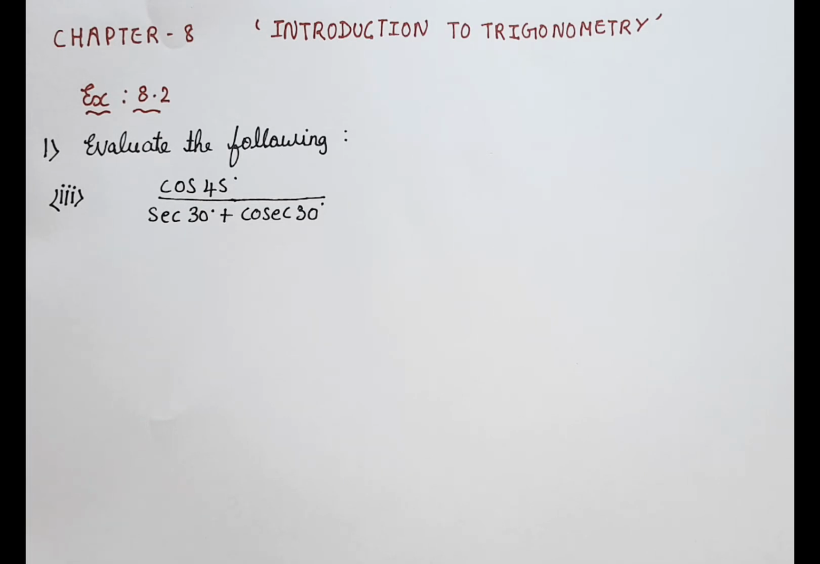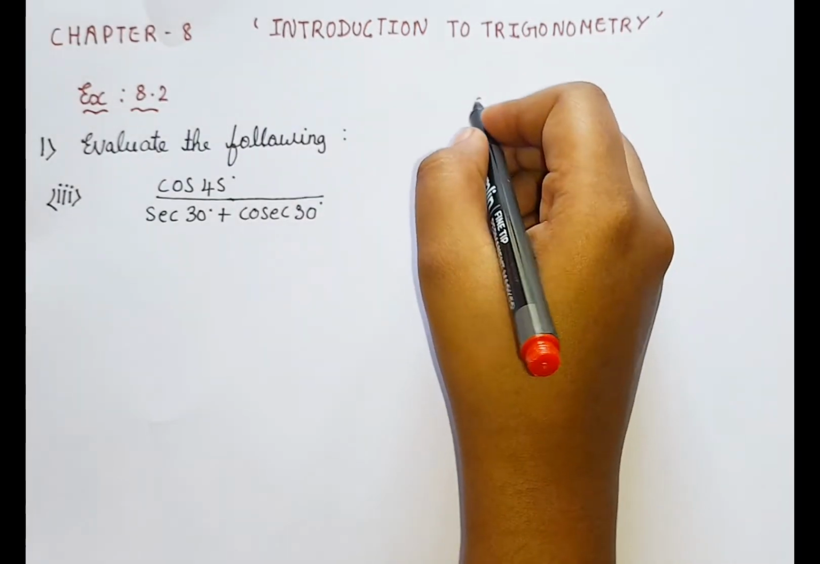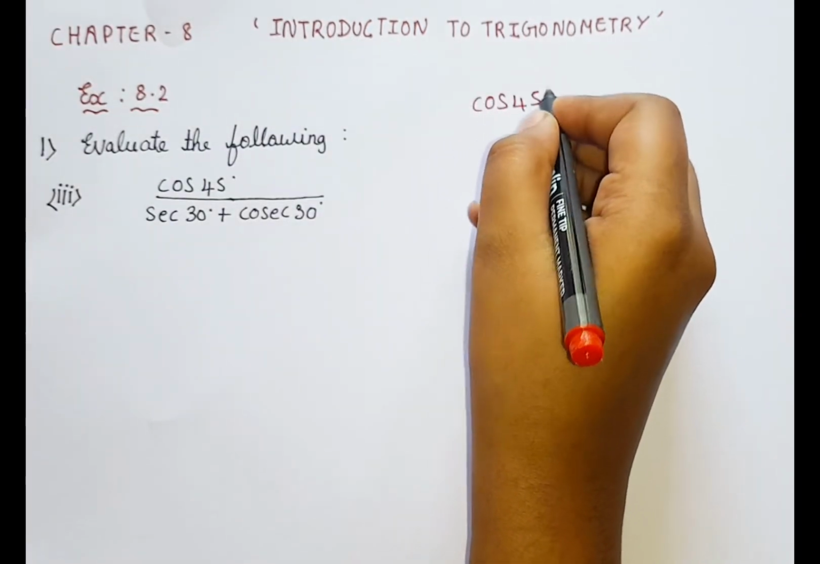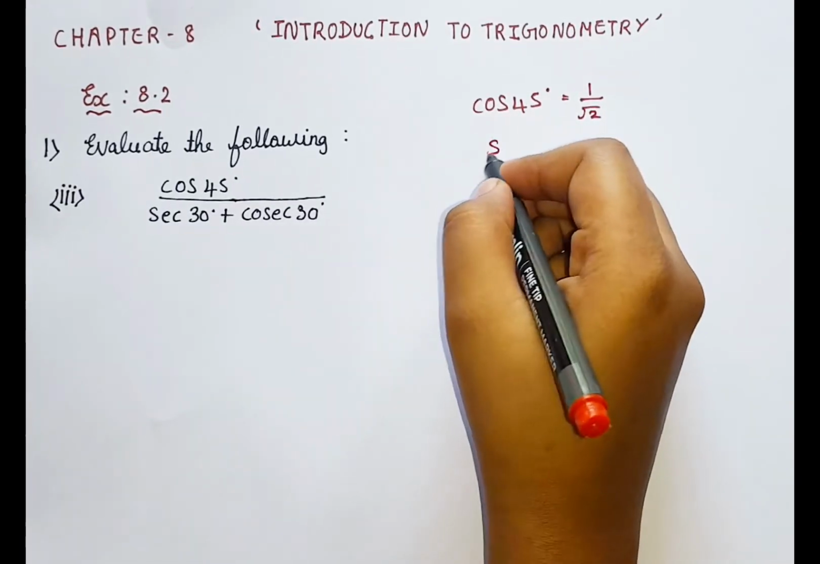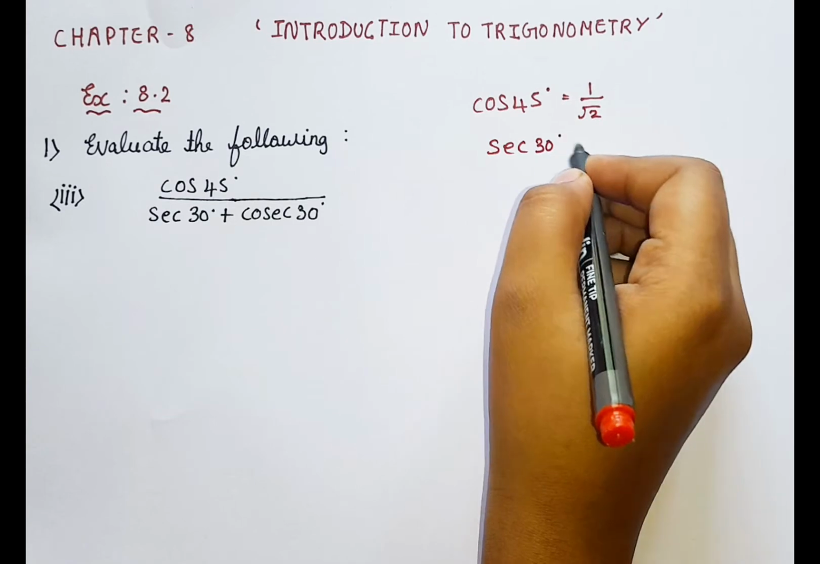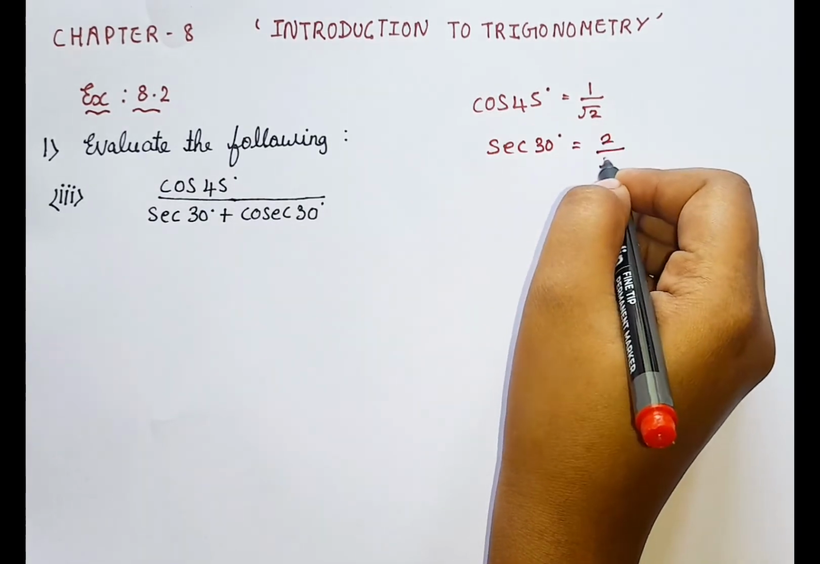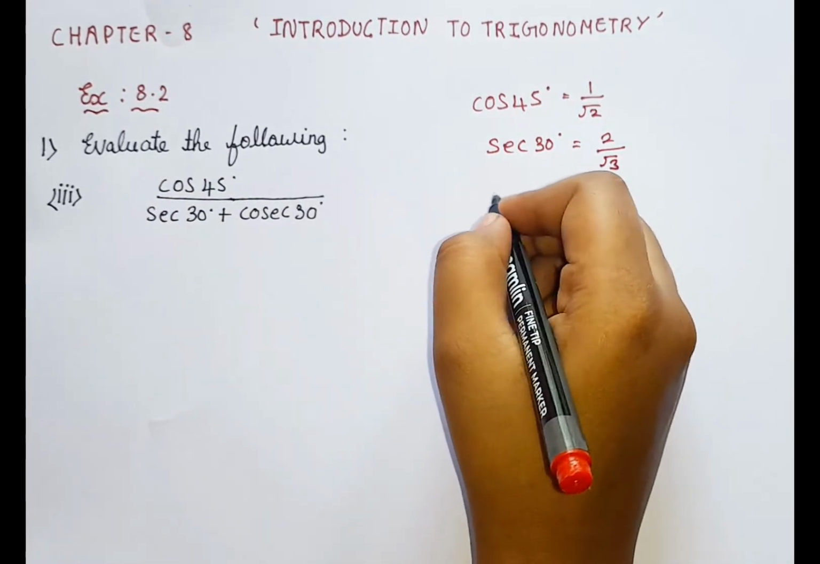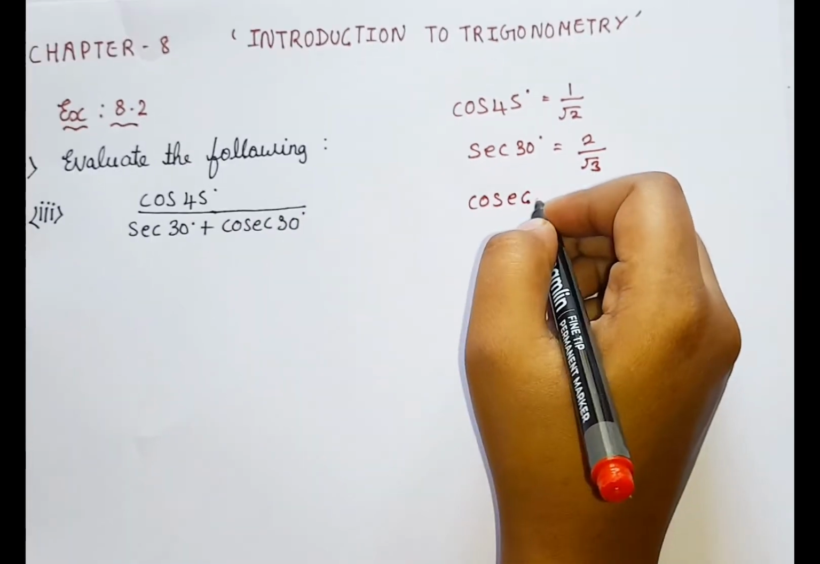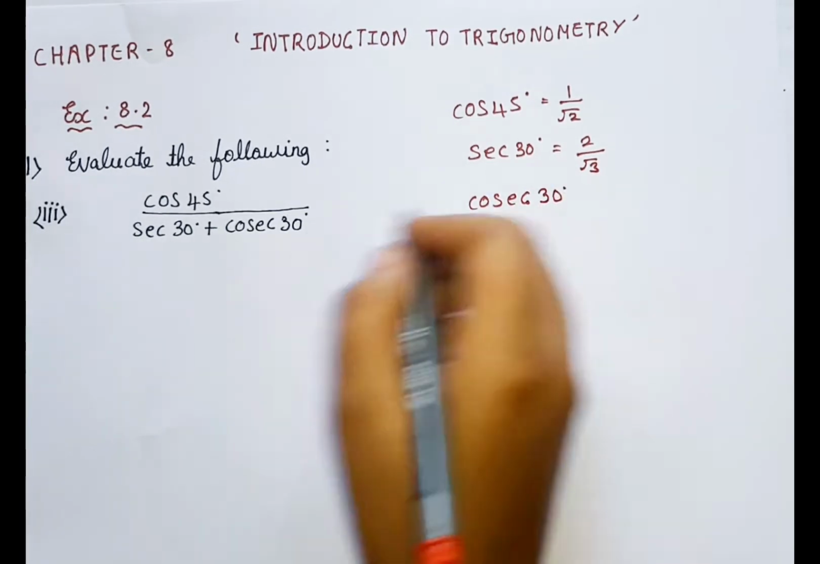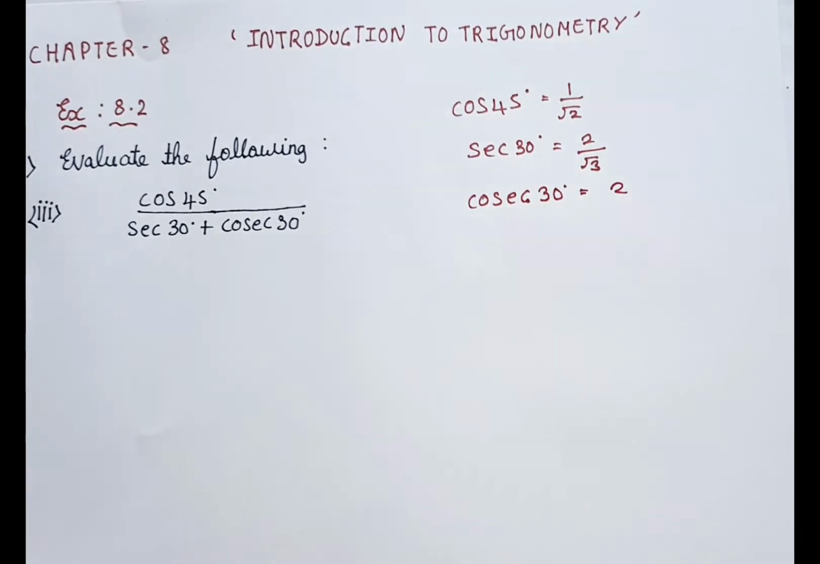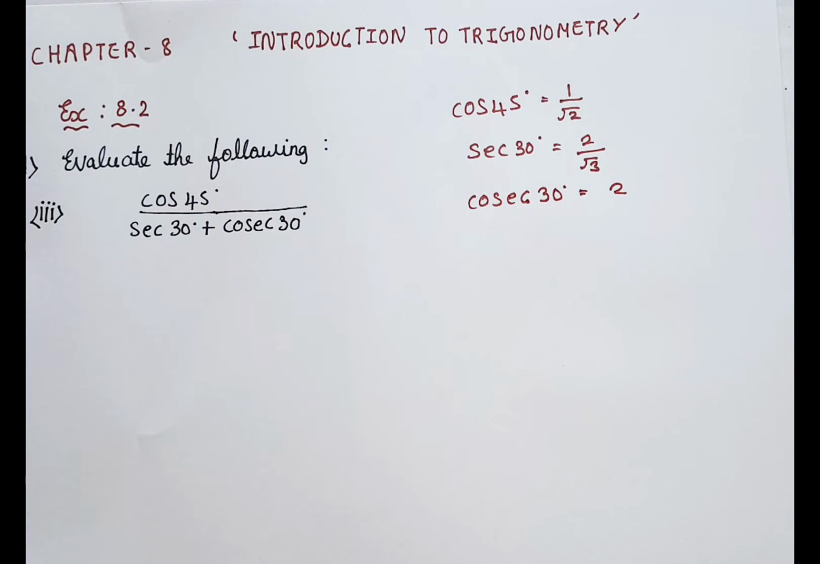Before solving that, I would like to write the values. Here cos 45 degree is 1 by root 2, secant 30 degree is 2 by root 3, and cosecant 30 degree is 2. These are the values we have to apply here. Now let's apply.